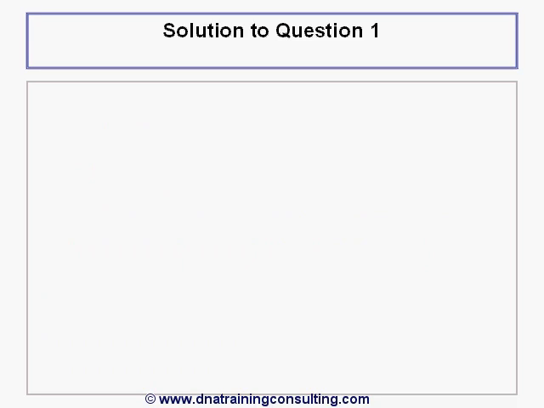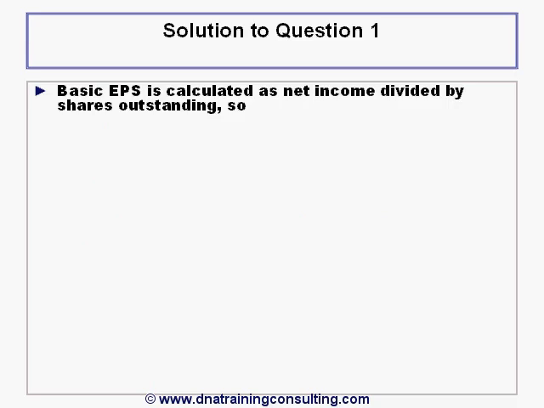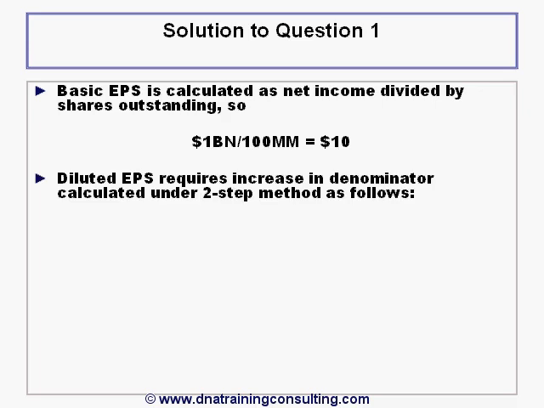Solution to question 1. Basic EPS is calculated as net income divided by shares outstanding. So 1 billion divided by 100 million, or $10 per share. Diluted EPS, in this case, requires an increase in the denominator, calculated under the 2-step method described in Chapter 4 as follows.